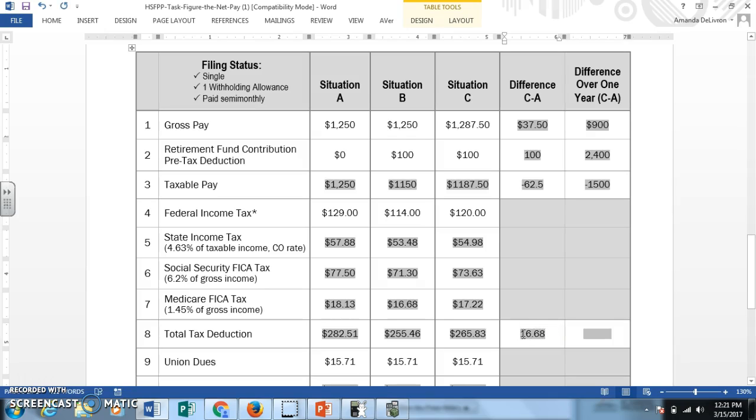So for a total tax deduction, that means that you paid $16.68 less. If I take C minus A, $16.68 less that you had to pay on taxes. And when I multiply that by 24, because of that $100 pre-tax deduction, you are paying $400.32 less in taxes than if you didn't take the deduction, even without having a salary increase.